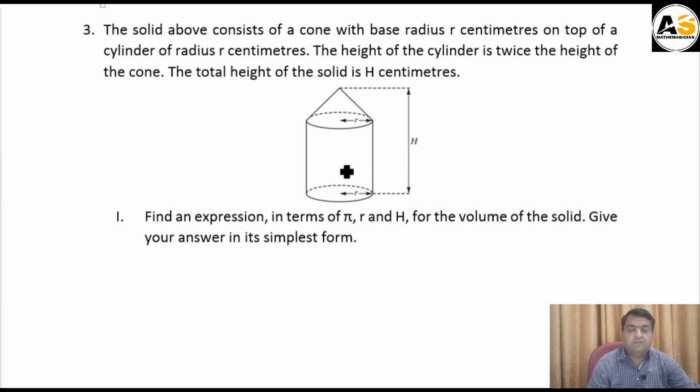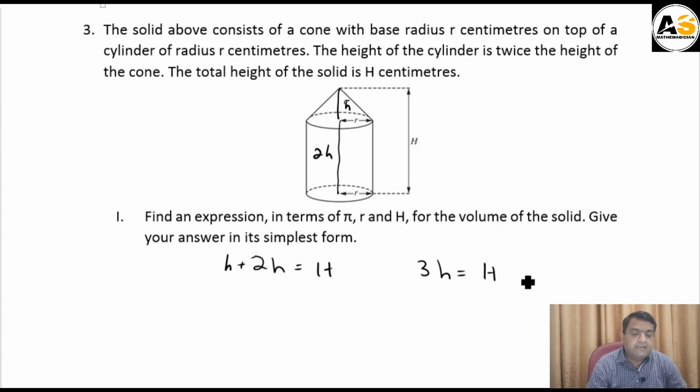Okay, let us solve this question. First, look over here. Suppose that this height is small h. Then what will be height of the cylinder? This one. Height of the cylinder is twice the height. This will be 2h. It means h plus 2h is equal to H. 3h is equal to H, implies height of the cone is 1 by 3 H and height of the cylinder will be its twice, 2 by 3 H.